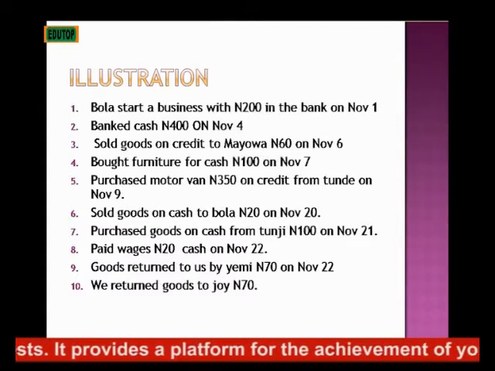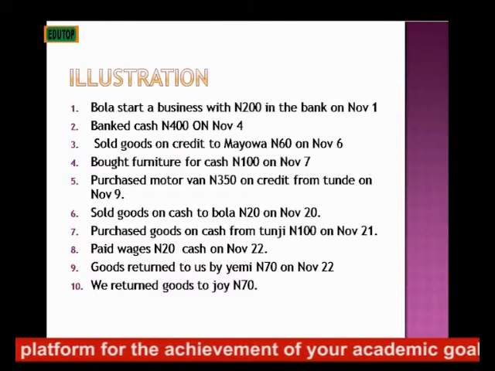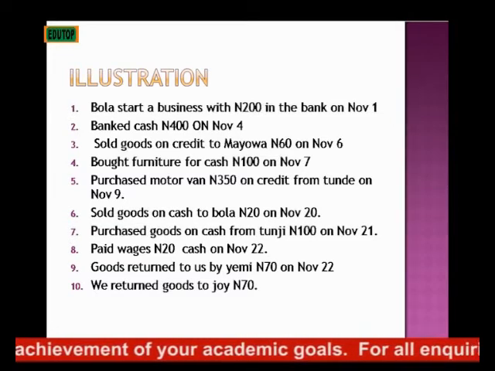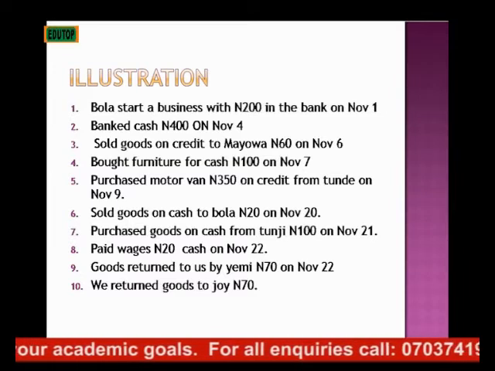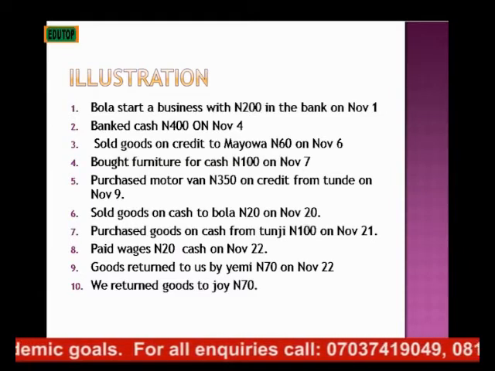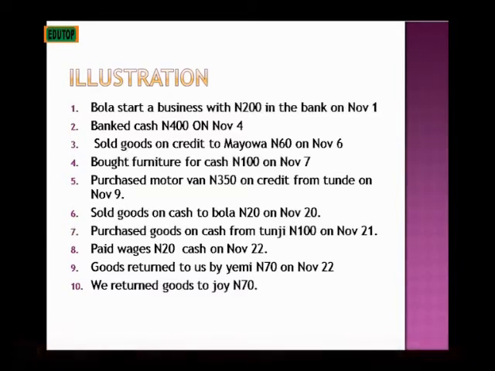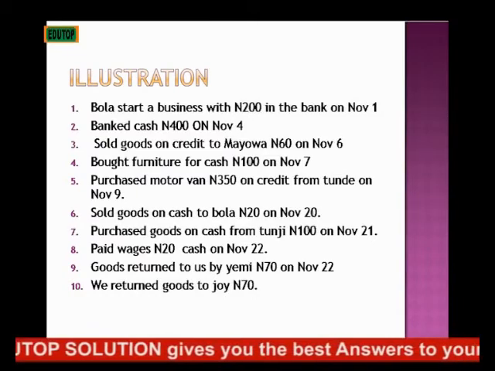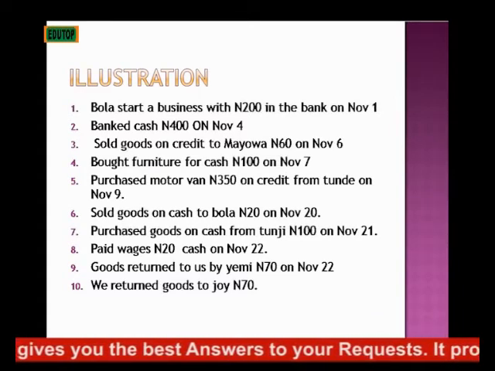Every account does not just appear like that. They have rules that you must follow, which is the double entry principle. Every ledger must comply with the double entry principles. The first illustration that we will be dealing with is: Bola started a business with 200 naira in a bank on November 1. How are we going to apply our double entry principle to this question?